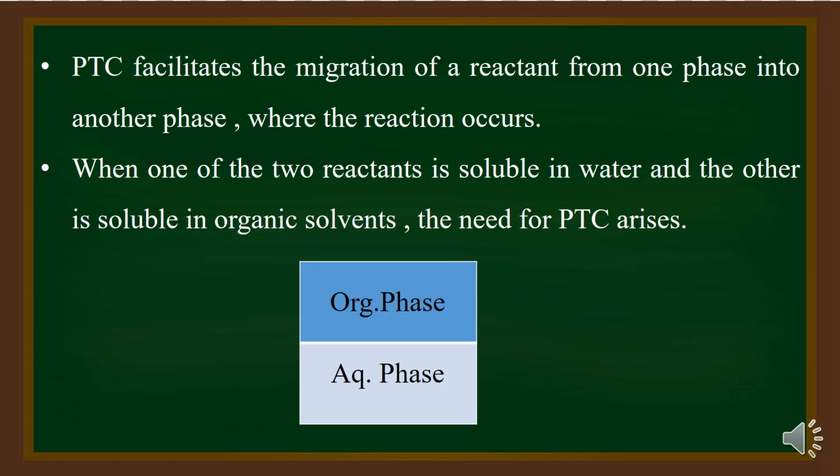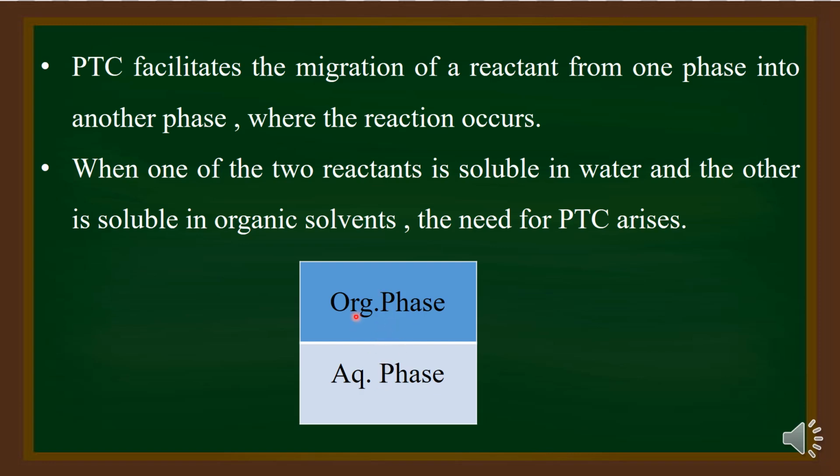When the reactants are present in two different phases, namely organic phase and aqueous phase, a reaction between them is not possible because one of the two reactants is in organic phase, the other one is in aqueous phase. They are in two different phases and they are not in contact with each other. Therefore, the reaction is not possible between the two reactants.